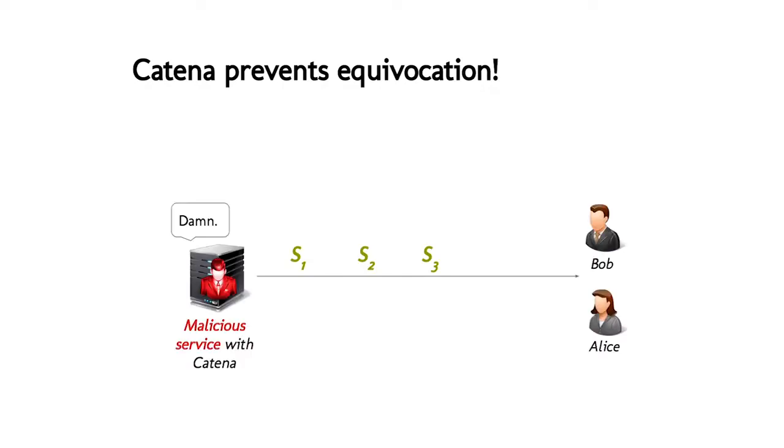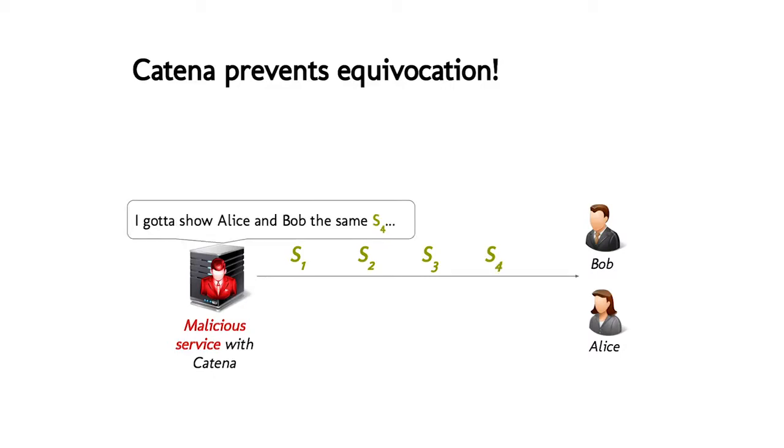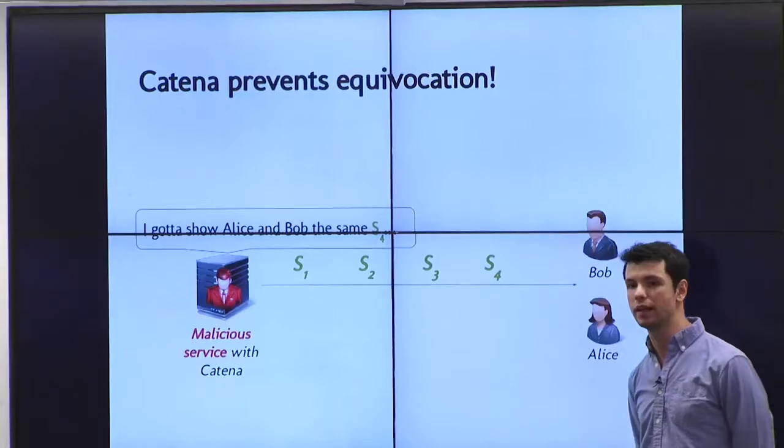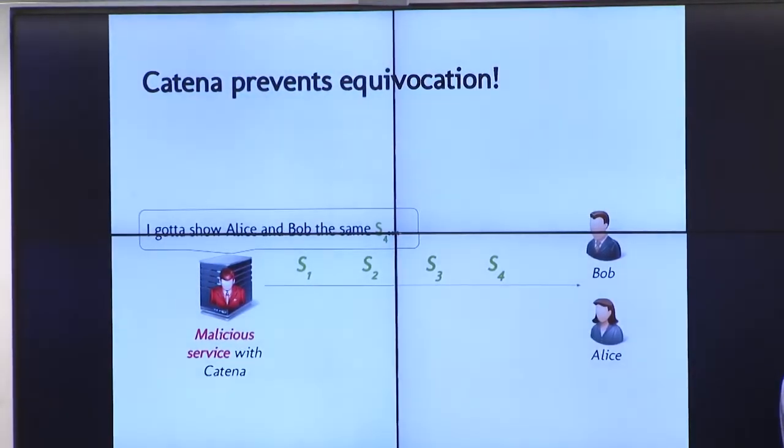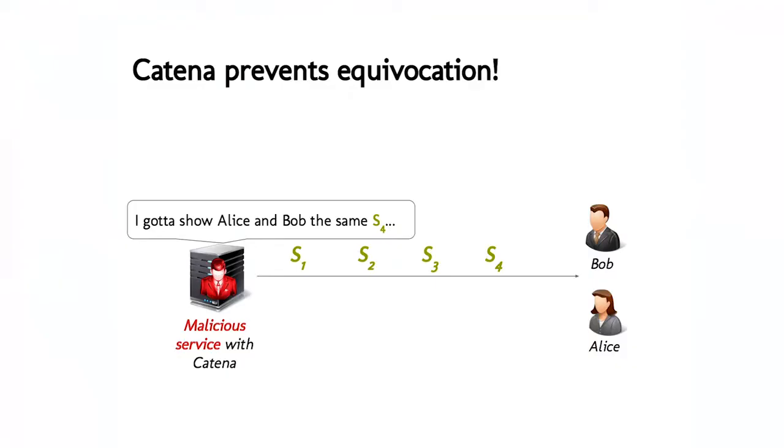And what Catena does is it prevents that. So in general, if you have this malicious service that is backed by Catena, if it wants to say different things to different people, it cannot do that. It has to show the same thing to everybody. And the way we achieve that is by building on top of Bitcoin. And that's what we're going to be talking about today. So any questions about sort of the general setting of the problem and our goals here? So let's move on then.